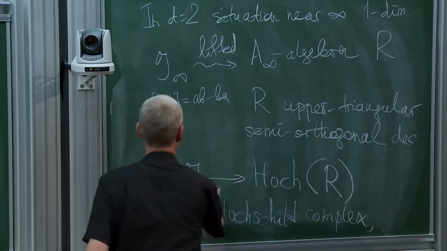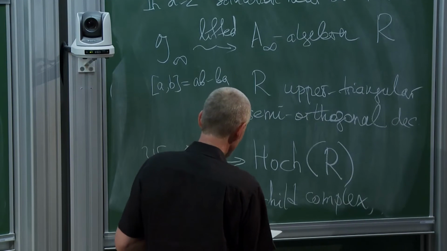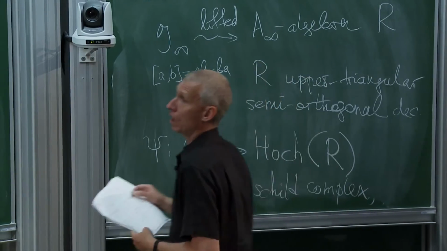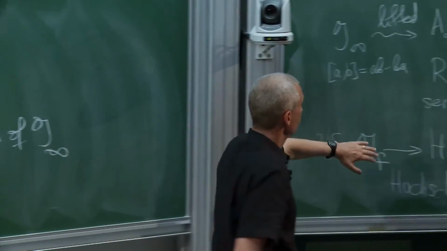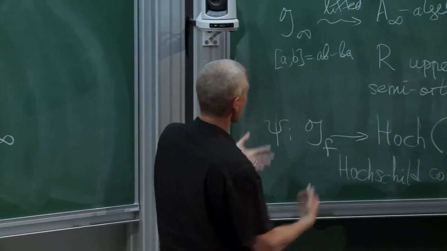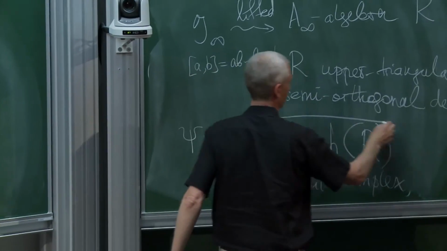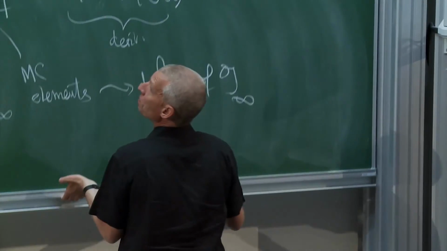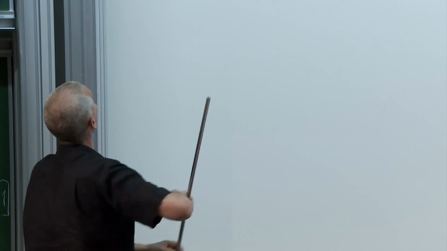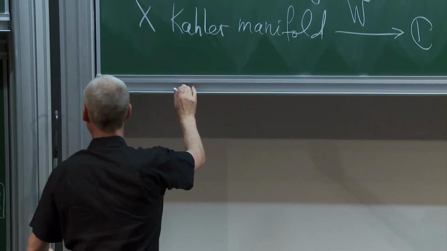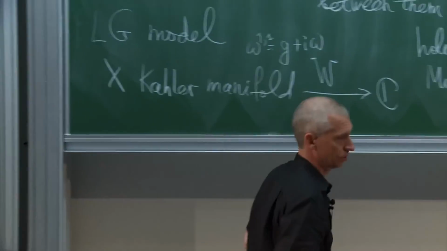GF, yes. In fact, if we work with coefficients, then we'll get the image, not the entire Hochschild complex, but a subcomplex which governs deformations that preserve this semi-orthogonal decomposition. So let me just do one more permutation here. I'm almost done.